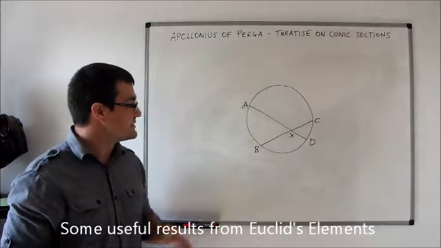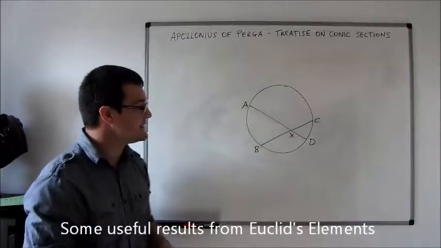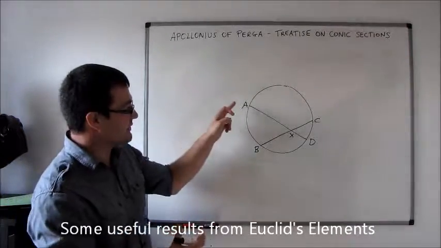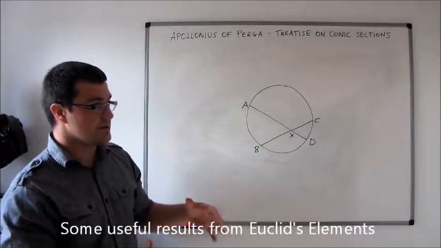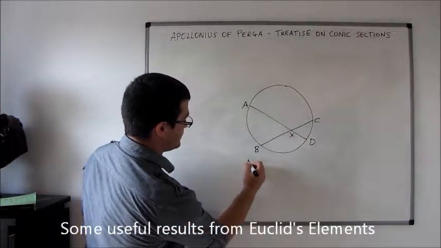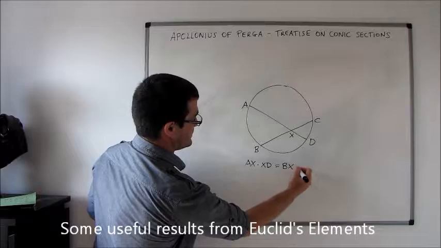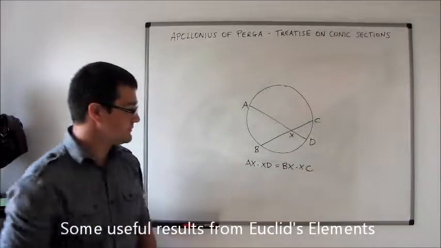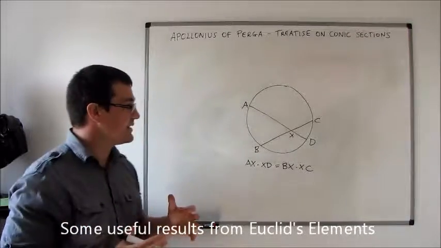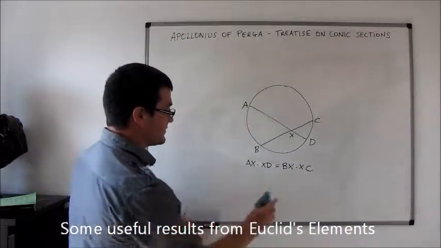So what Euclid says is that in a circle, you've got two chords that intersect on the interior. We're just interested in the interior intersections. Then the rectangle contained by the segments of one of the chords is equal to the rectangle contained by the segments of the other chord. So in other words, AX times XD is equal to BX times XC. And more specifically, we want to use this in the case where actually one of the chords is bisected. So I'm just going to redraw the diagram.